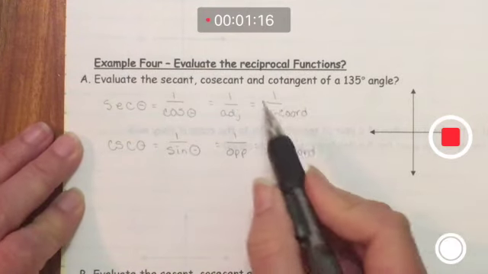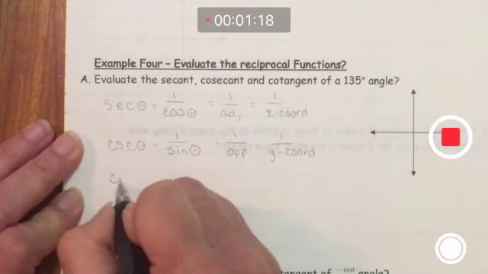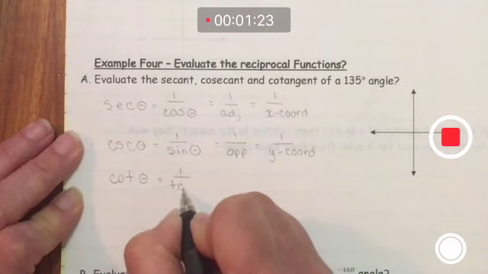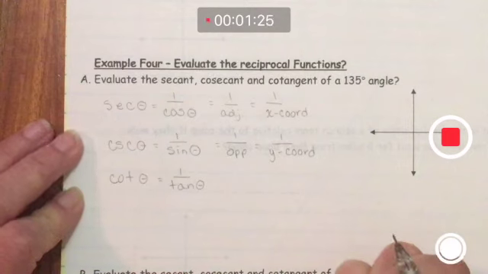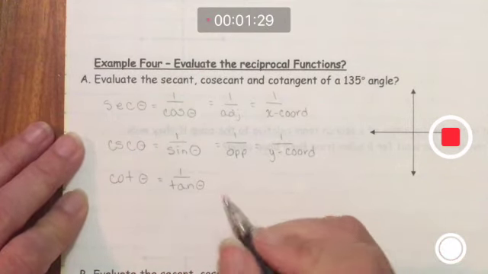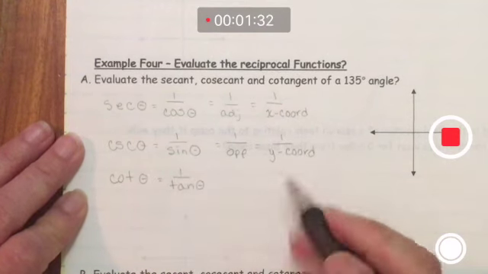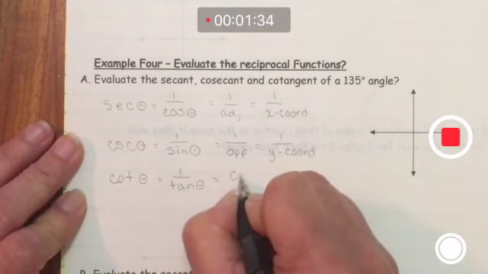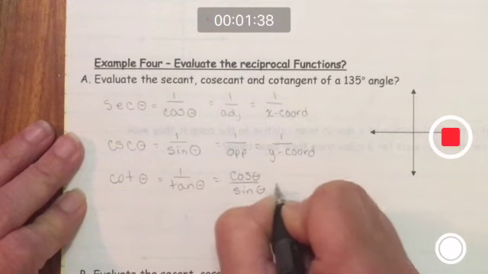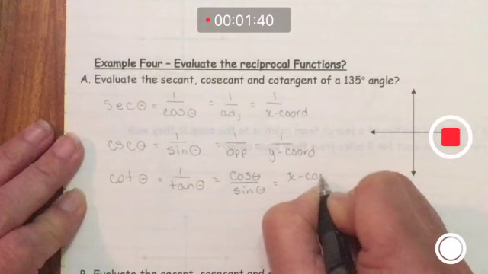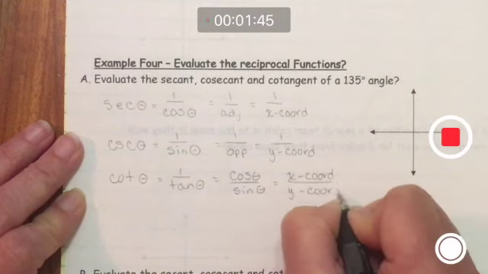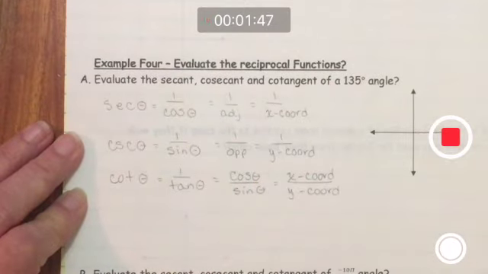And then for our cotangent, we remember that it is 1 over the tangent. But now we've defined the tangent as sine over cosine. So let's flip that or take the reciprocal. It's going to be cosine over sine, which is our x-coordinate over our y-coordinate. And that's just in general about our reciprocal functions.